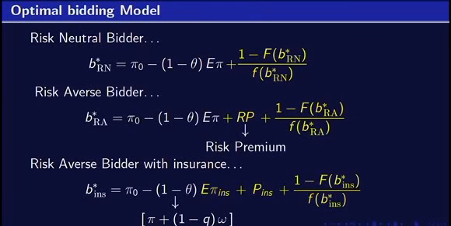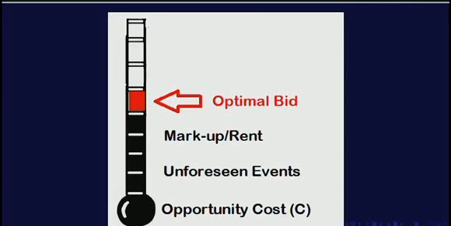So this is the mathematical bit, but I'll just summarize this by giving you a diagram. So you as a farmer, you start with the opportunity costs. You're risk neutral, risk averse, it doesn't matter. You have your opportunity costs. And you can adjust your bid based on unforeseen events. You're like, well, this year might be a good year, next year might be a bad year or something. So you want to adjust for that.